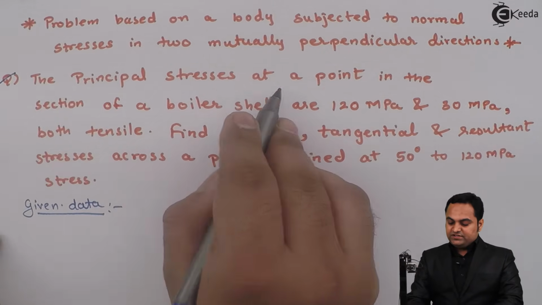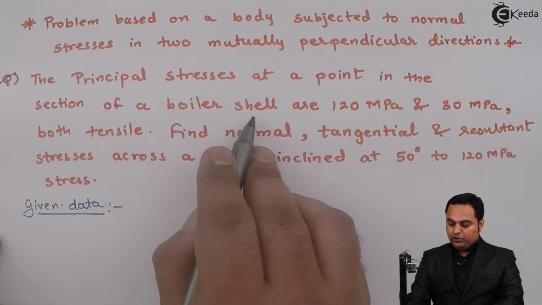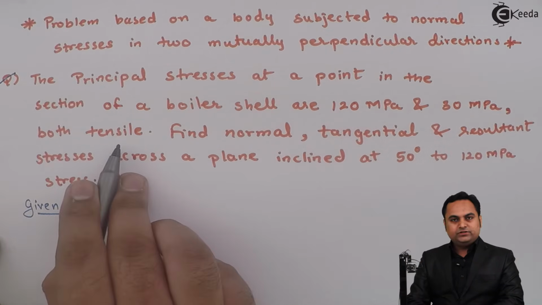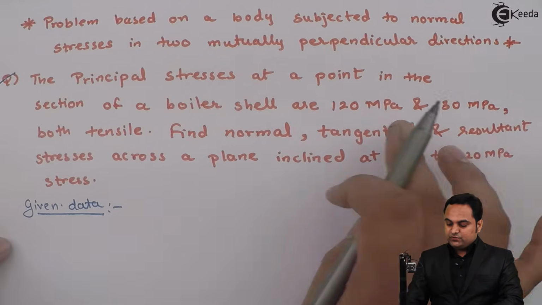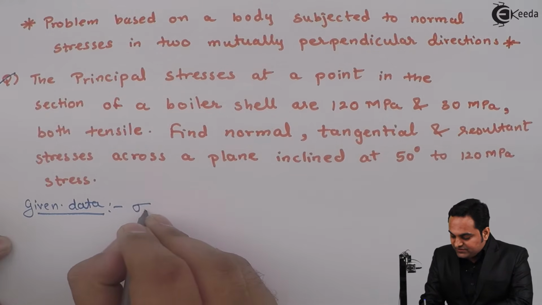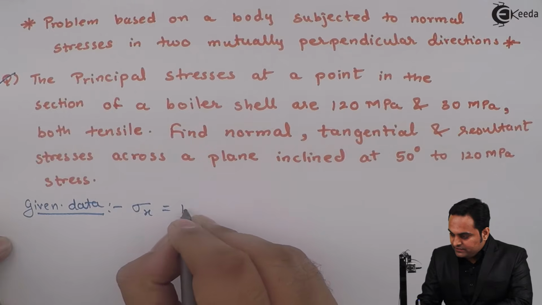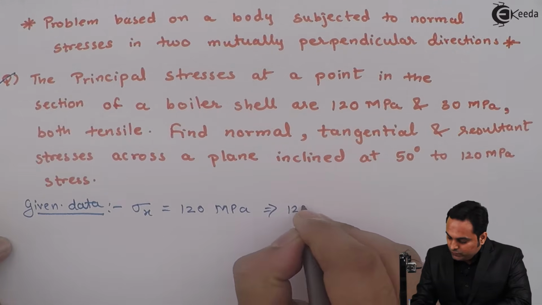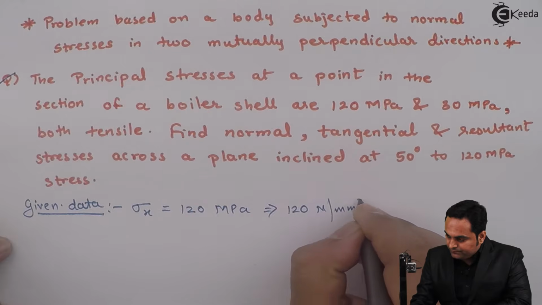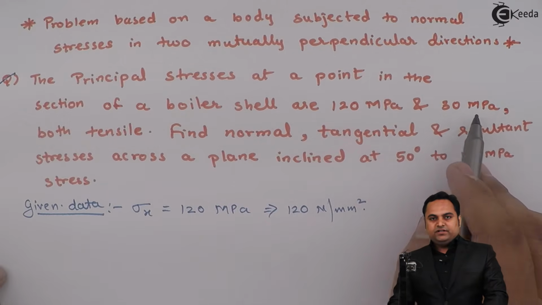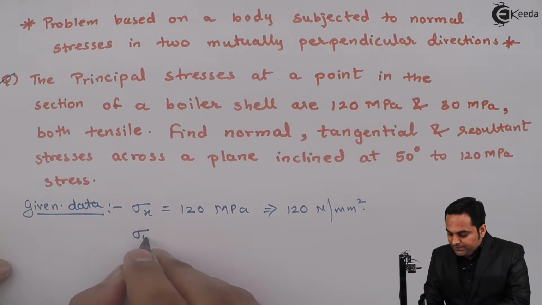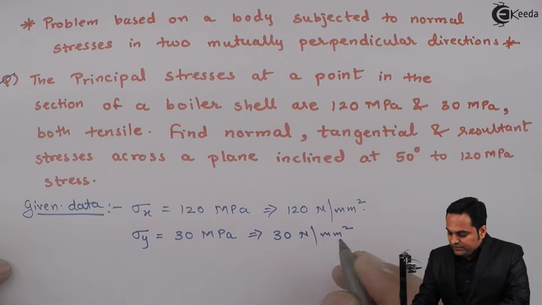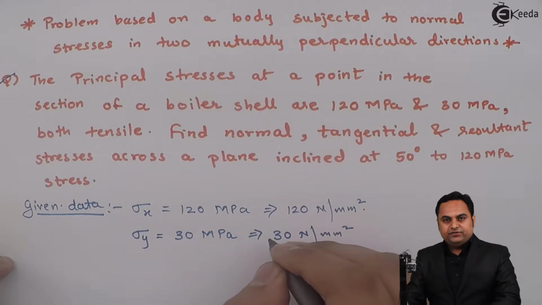The principal stresses at a point in the section of a boiler shell are 120 megapascal and 30 megapascal, both tensile. So the first stress which is given, we have to take it as stress in x direction, that is sigma x, as 120 megapascal. So it is 120 Newton per mm square, and the second stress is 30 megapascal, so it is sigma y, 30 Newton per mm square, and since both are tensile, so they are positive.